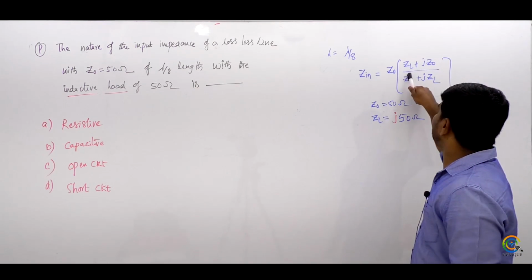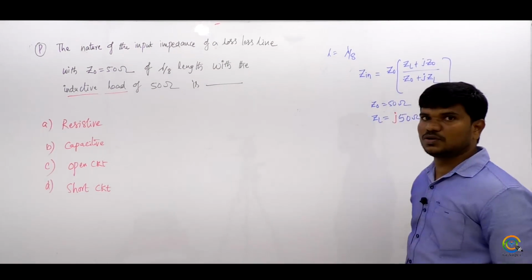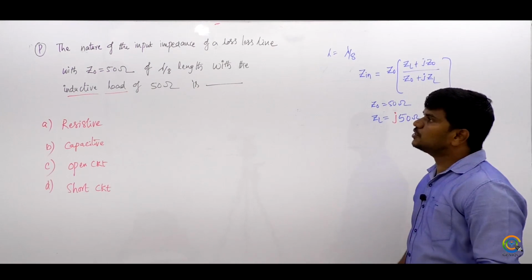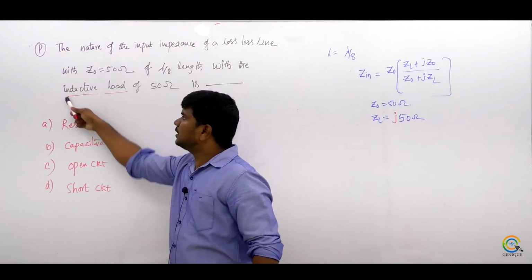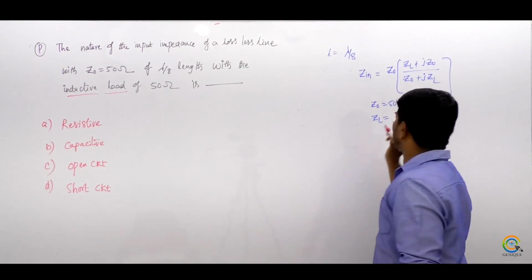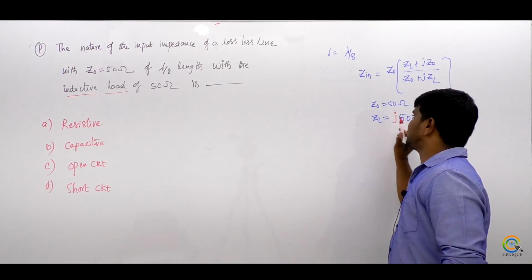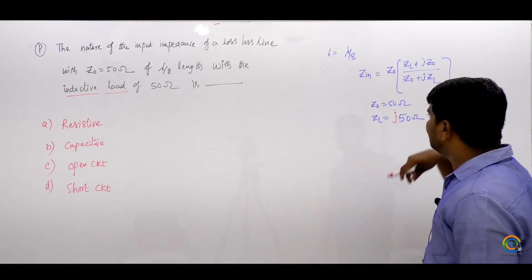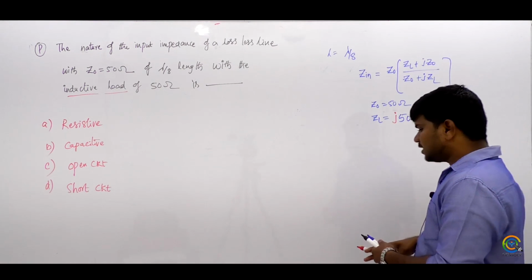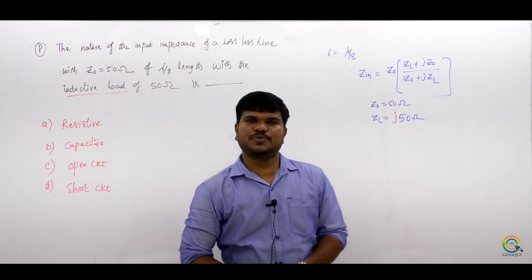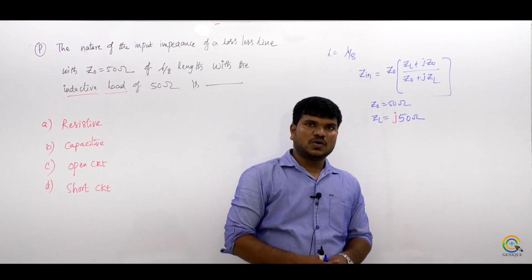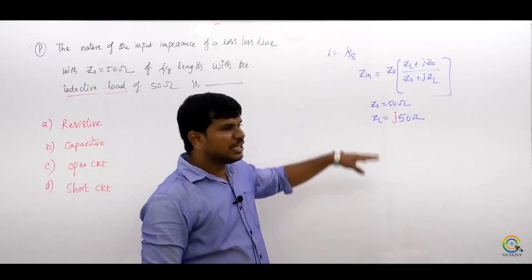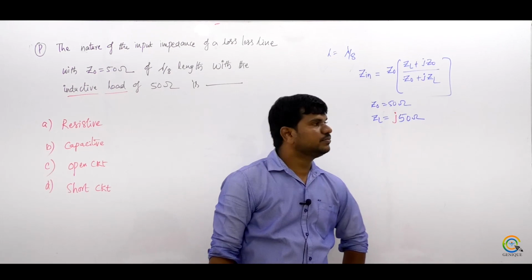If you write only 50, the question is totally wrong. Suppose it is a capacitive load; for the capacitive load, you have to write minus j50. It should be minus for capacitive. Understand? So now it is purely imaginary. Capacitive load means it is purely imaginary, and inductive load is also an imaginary load.